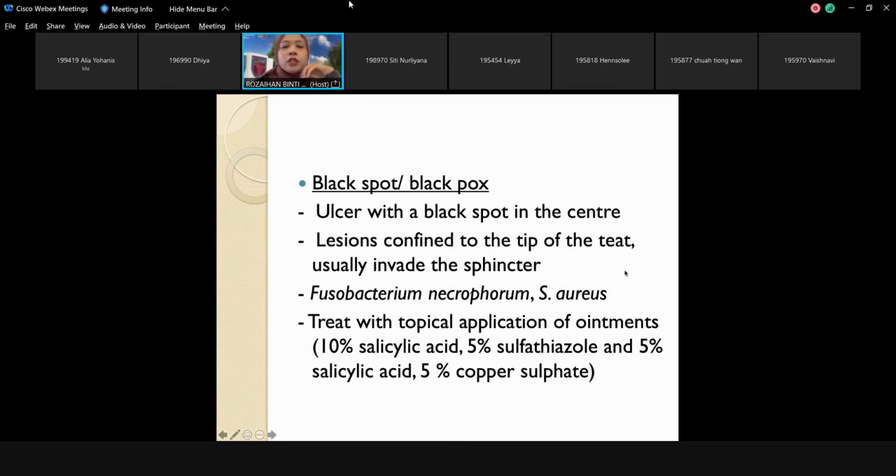So there's another condition called black spot or black pox. Okay, so this is when there's actually an ulcer. It's a very prominent ulcer, but at the center of the ulcer, there's actually a black spot. Usually it would be confined to the tip of the teat. And because this is usually caused by bacteria, it can actually go inside the teat. So these are the common bacteria: Fusobacterium necrophorum and also Staph aureus. So what you can do is apply any of the ointments stated here, topically.